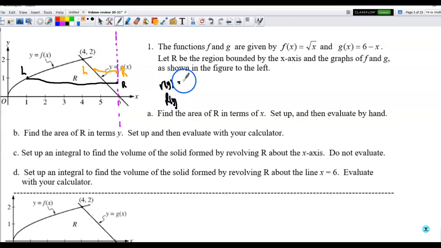Little r of y is 6, right side, minus parentheses, the line in terms of y, so that was 6 minus y. And then we're going to need big R, which is the right side of 6, minus the left side in terms of y. And then you're supposed to evaluate that with your calculator.